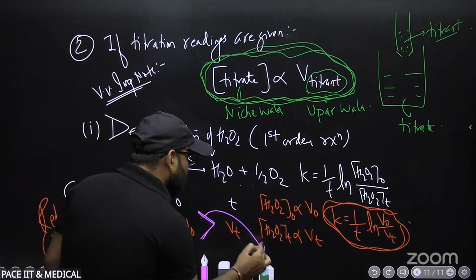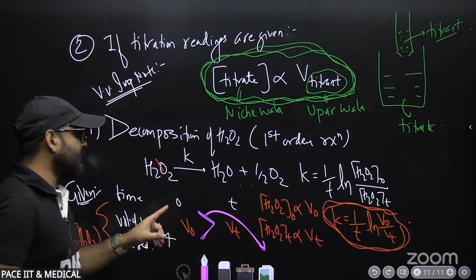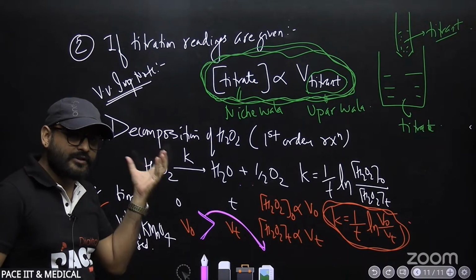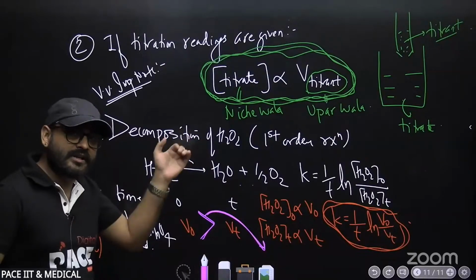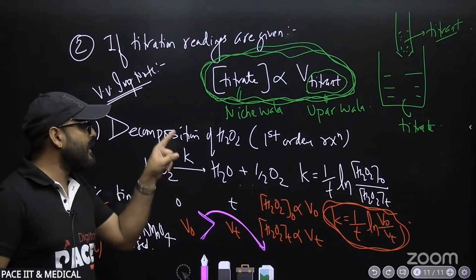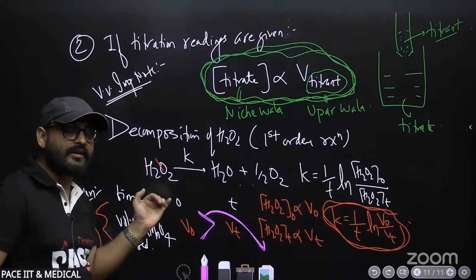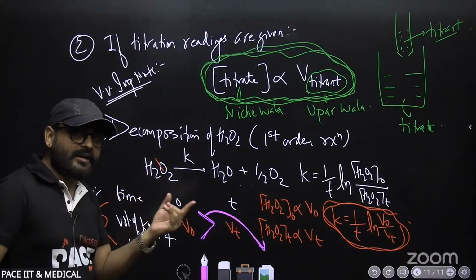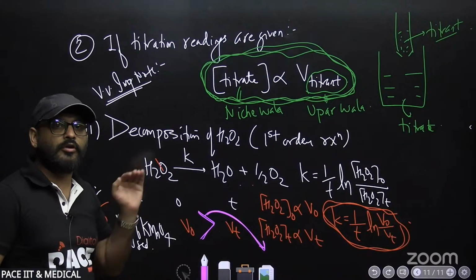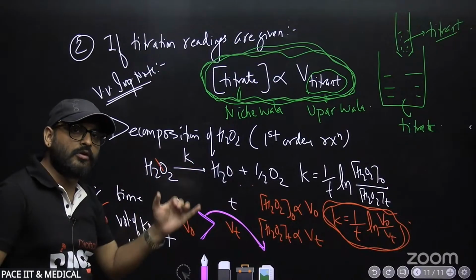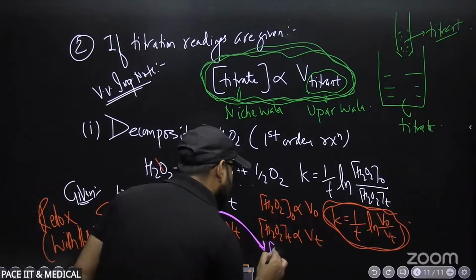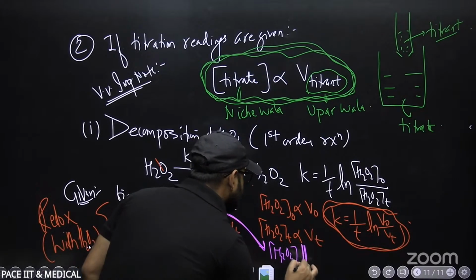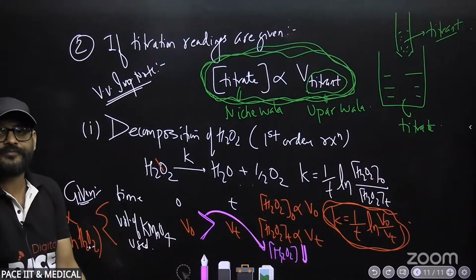because it is reacting with H2O2 and H2O2 is the reactant. So the reactant's concentration is decreasing with time. H2O2's concentration is decreasing with time, so the volume used to titrate it will also decrease. That's why V naught will be greater than Vt.